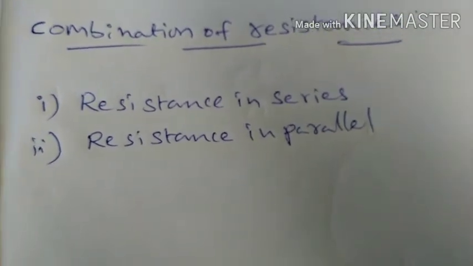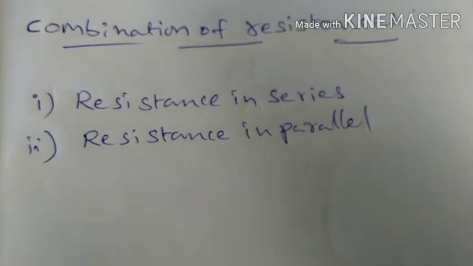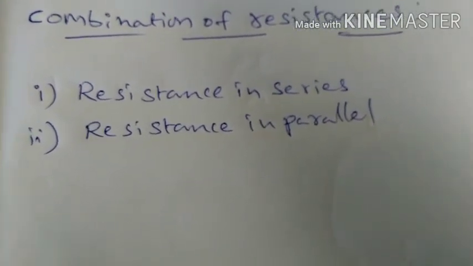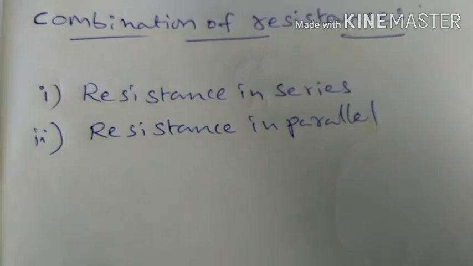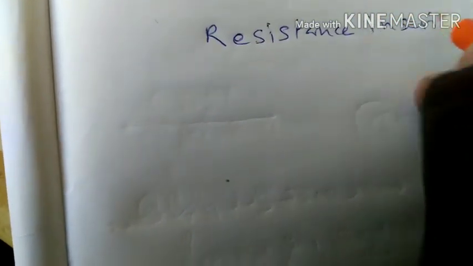Combination of resistance, there are two types. First one, resistance in series. Second one, resistance in parallel. I am explaining resistance in series.